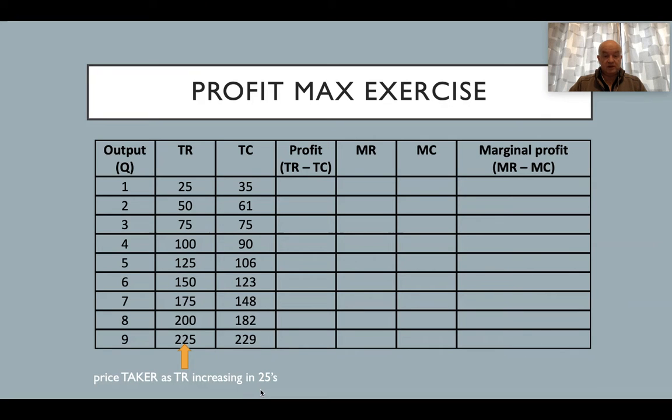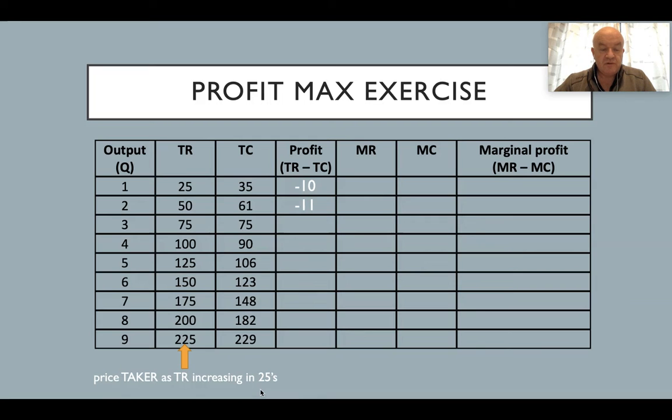Okay, so what we're then going to need to do is to calculate profit. Well, we keep coming back to this principle, don't we, that profit is total revenue take away total cost. So if we take the first case, we have got a scenario where our total revenue is 25, our total cost 35, so we've actually made a loss of 10.